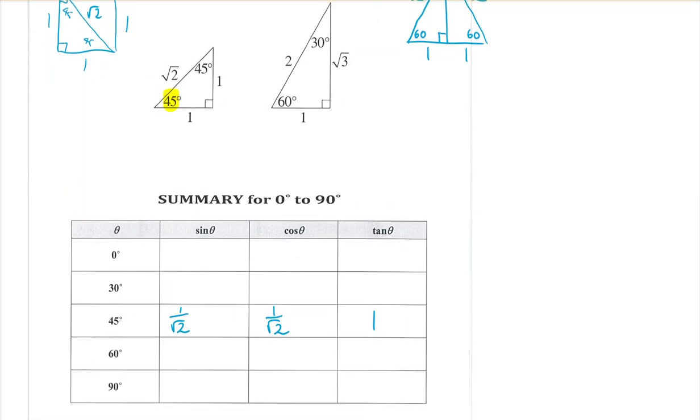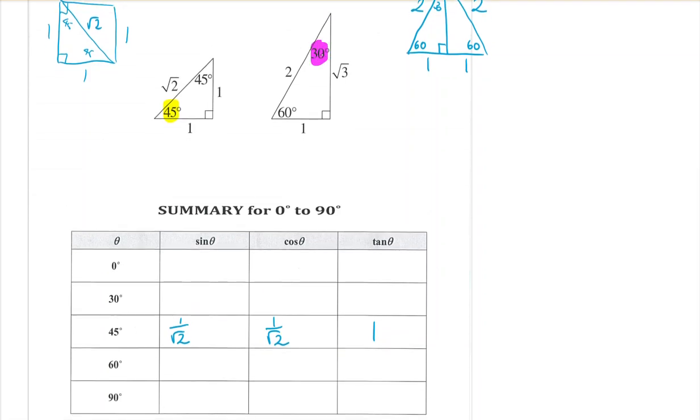But let's go through and work out what all the 30 degrees ones are now. So let's start with our 30 degrees. Here it is. If I want to find sine of 30, sine is opposite over hypotenuse, which is 1 over 2. So sine of 30 is equal to 1/2. Okay, let's do cos of 30. Cos is adjacent over hypotenuse. Adjacent is root 3, so root 3 over 2. And lastly, tan of 30, tan is opposite over adjacent, which is 1 over root 3.